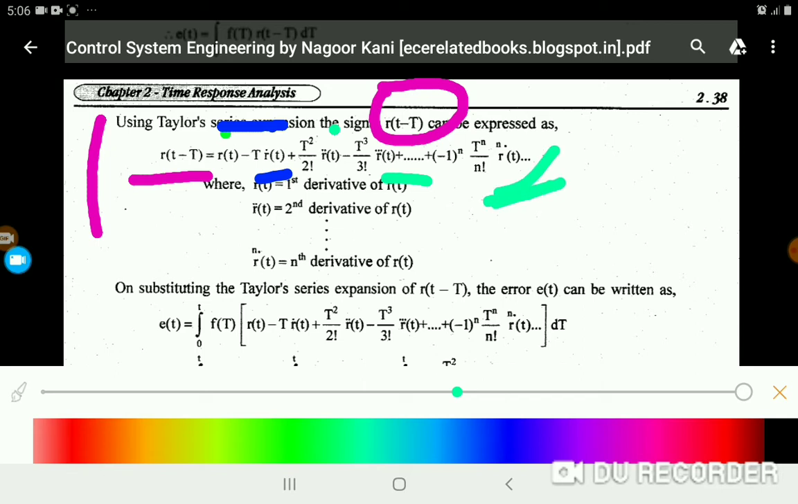So up to n what we have written: minus T, dummy variable, minus T, here plus T square by 2 factorial, here minus T cube by 3 factorial. Now consider plus and minus goes on consequently. What does it mean? This T square by 2 factorial has a coefficient minus 1 power the particular factorial. If it is 1, power 1. If it is 2, power 2.